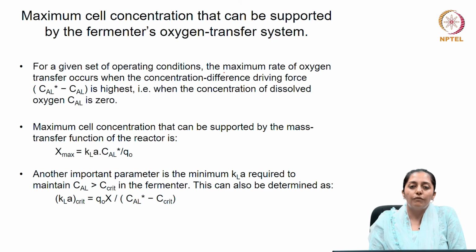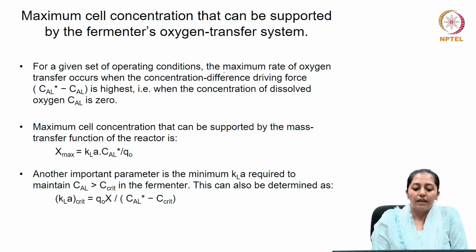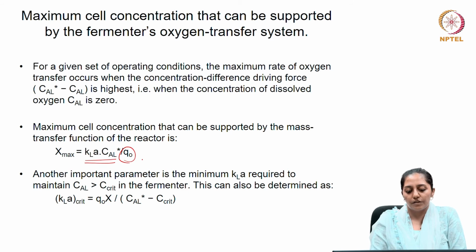So then if we need to find out the maximum cell concentration that can be supported for the given oxygen transfer system, then we can find out having the maximum oxygen transport rate, which is given here as KLa times C star divided by the specific oxygen demand of the culture. So this way we can find out what can be the maximum biomass which can be supported under a given oxygen transfer system.